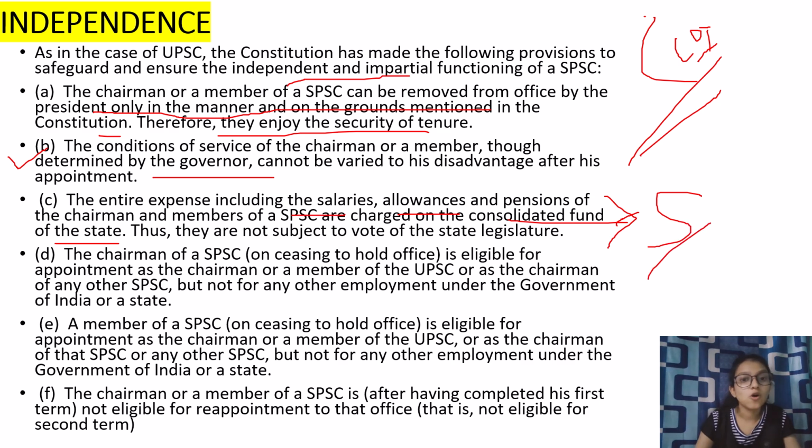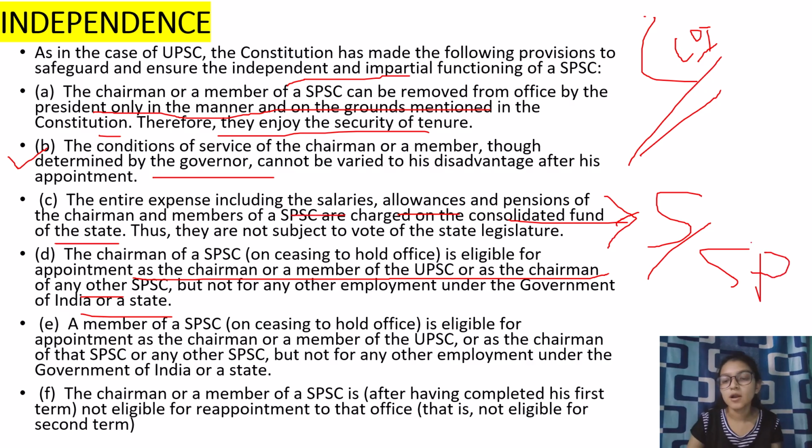The chairman of SPSC, on ceasing to hold office, is eligible for appointment as the chairman or a member of the UPSC or as the chairman of any other SPSC, but not for any other employment under the government of India or a state. For UPSC also it was mentioned that they cannot opt for any other services. But because SPSC is for the state, the members can apply for UPSC to be a member of such a place. Other than that, they don't have the authority to enter into any other organization or work under the government.